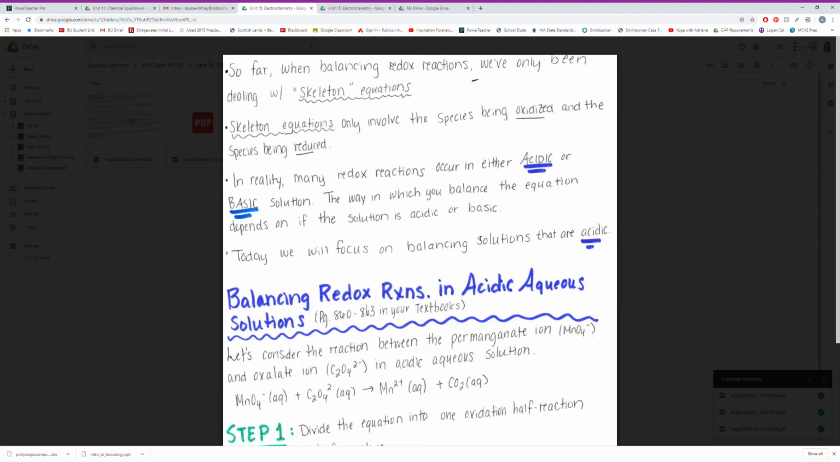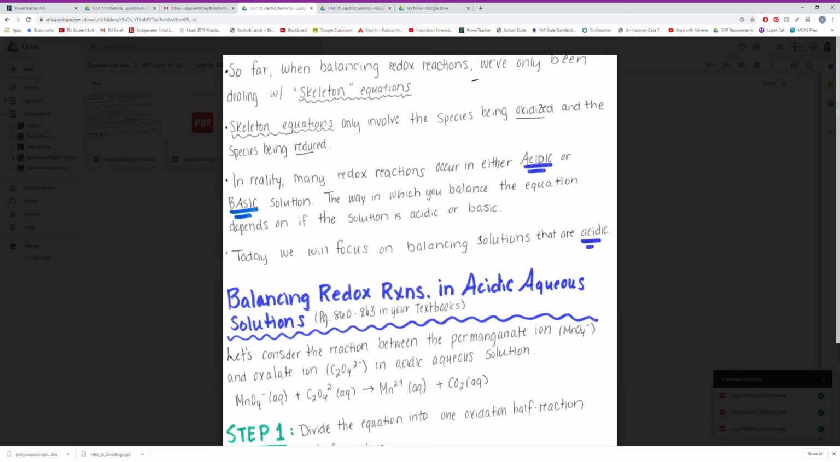So far we've been dealing with balancing redox reactions. It's something that we did to get ready for the AP Chem exam, but we've only been dealing with what we call skeleton reactions. Skeleton reactions or skeleton equations only show the species that are being oxidized and/or reduced. In reality, many of these redox reactions take place in aqueous acidic solutions or aqueous basic solutions, and due to that there's actually water, H+ ions, and OH- ions in the chemical equation that we haven't actually worked with yet. So today we're just going to talk about balancing redox reactions in acidic solutions.